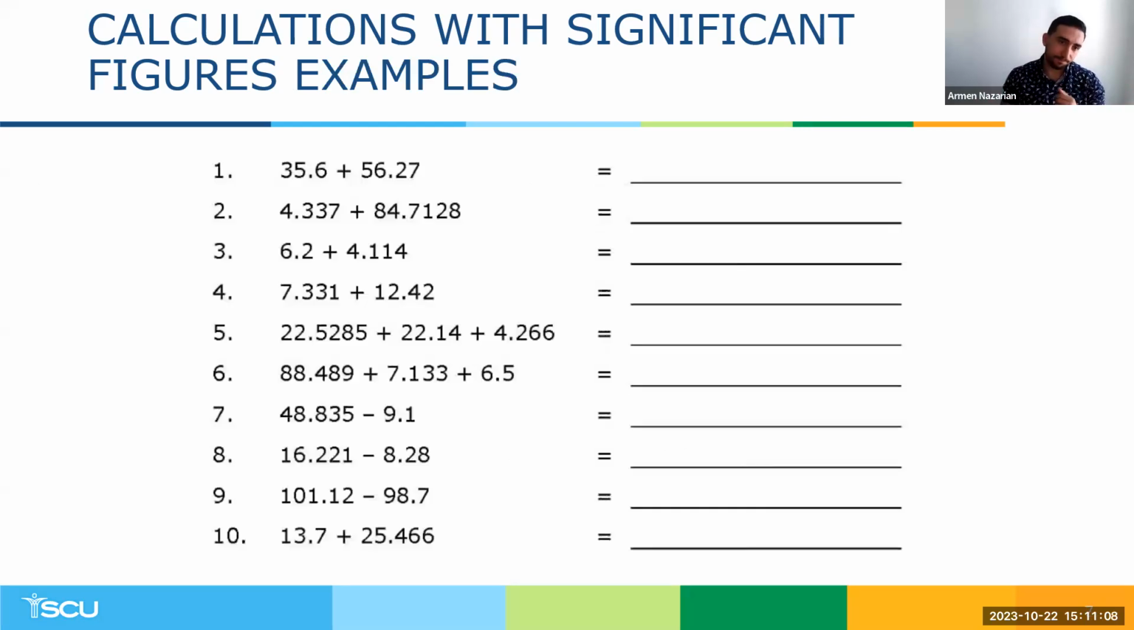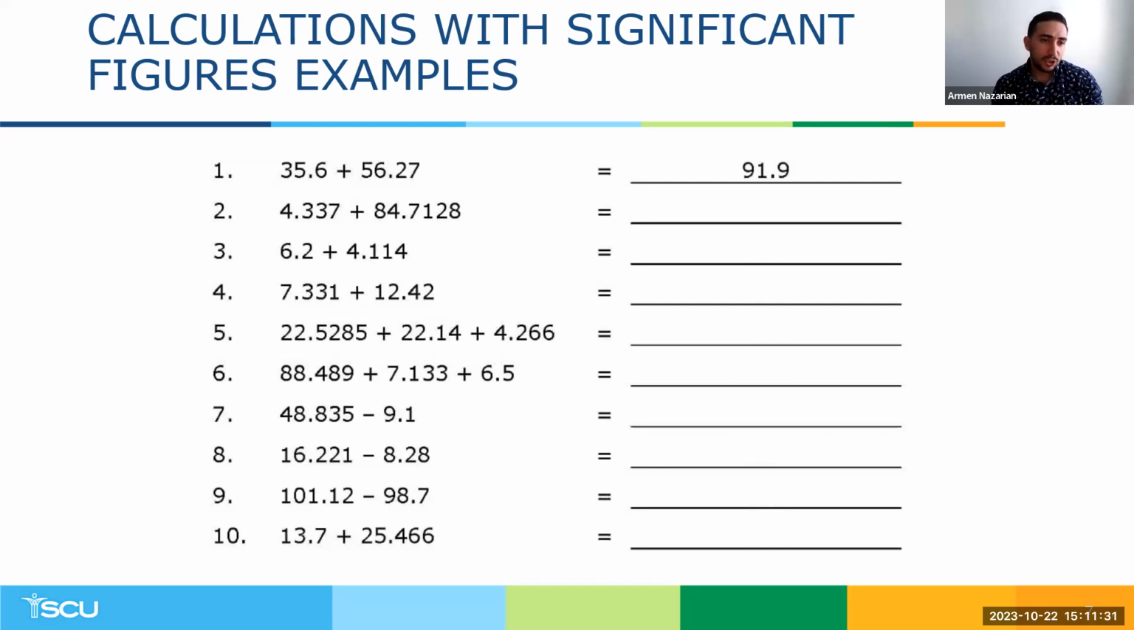Let's practice these rules in some examples. Example number 1 is an addition. 35.6 has only one digit to the right of the decimal point. So your final response only has to have one digit to the right of the decimal point. So 91.9 would be the final response.